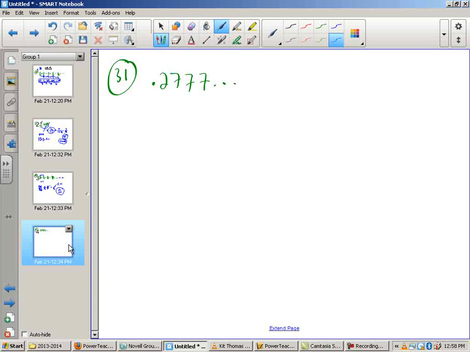All right, last one, number 31. In class we talked about how a repeating piece can be written as a number over 9 or over 99 or 999, as many 9s as it takes to create the repetition. So what I really want to do is write this in repeating form. 0.27 repeating, the 7 is repeating.